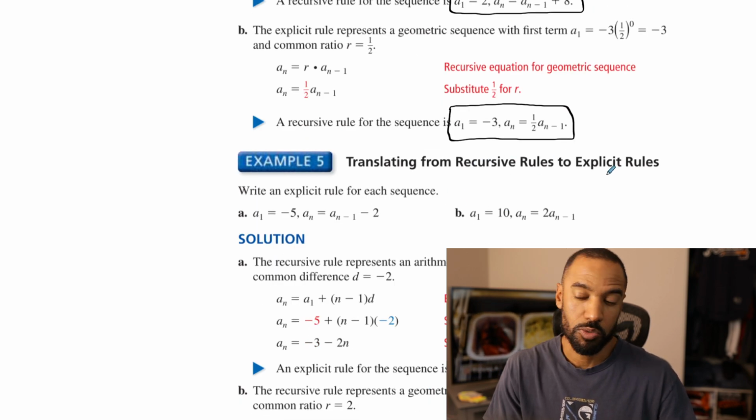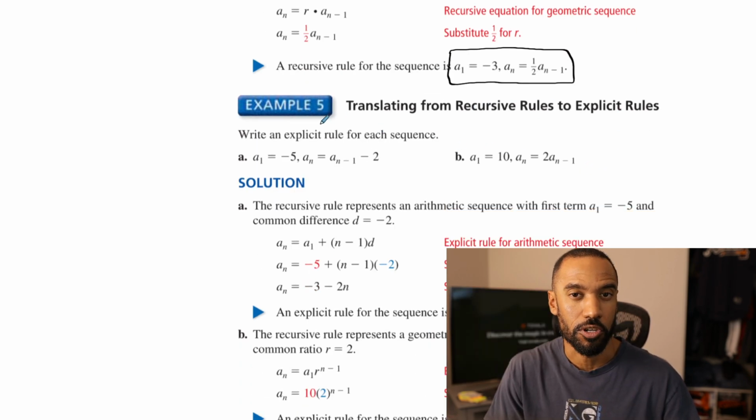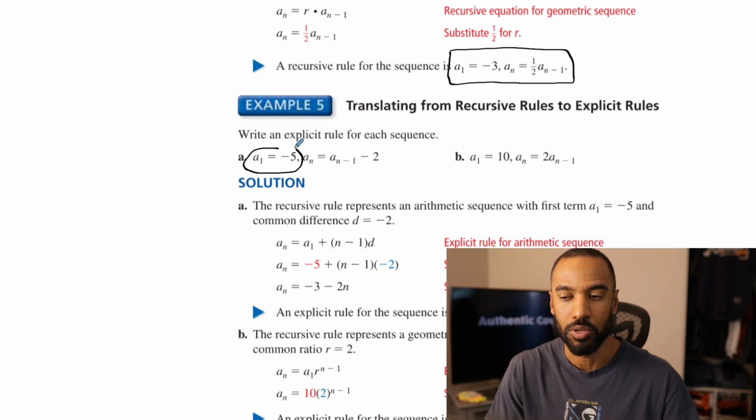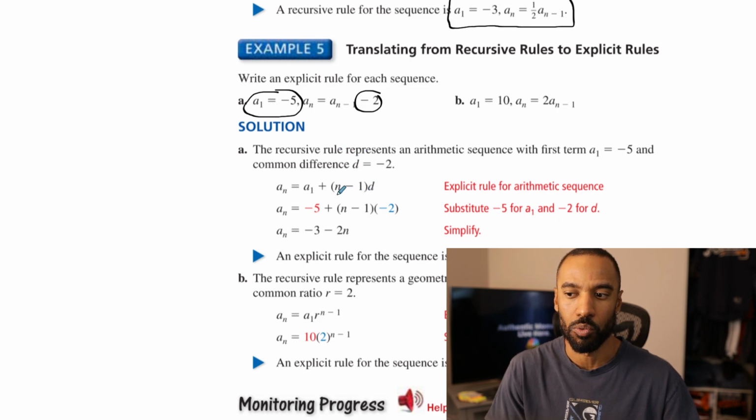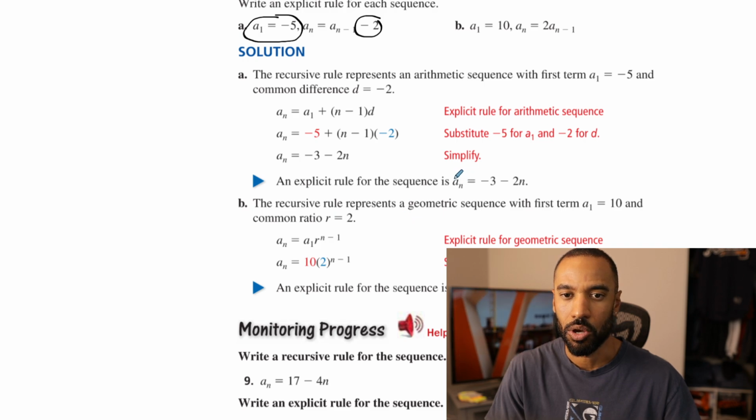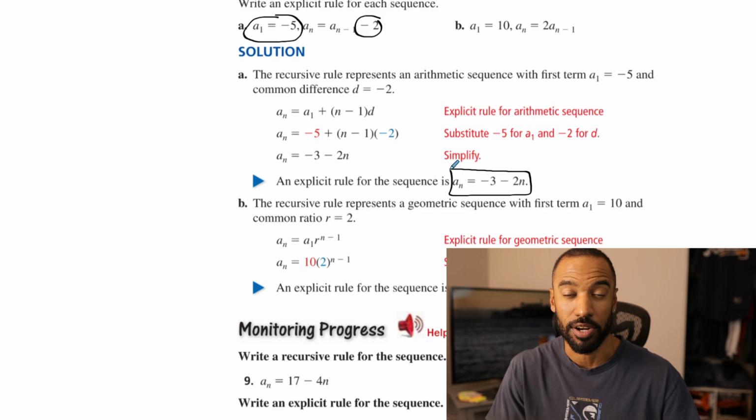Translating from recursive to explicit, same deal. You have the first term literally spelled out for you. You can use that in your formula, and here's your common difference in an arithmetic. So you can write the rules we know how. First term plus common difference times n minus 1, and then distribute, in simplification, I should say. So they end up writing it like this. That's for an arithmetic.